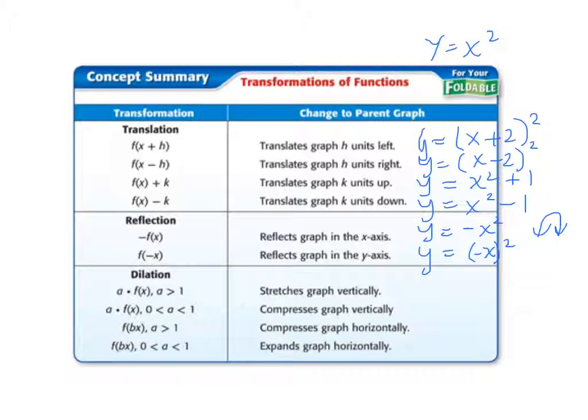Dilations are stretch or shrink. So this one would be like, say if a is bigger than 1, say I say 6x squared, it's going to make it really skinny. Compressing or shrink, if I said 1/6, it's going to make it wider, like that. And then these last two, we'll talk more about in class, but that's going to actually compress it horizontally and shrink it and stretch it horizontally.